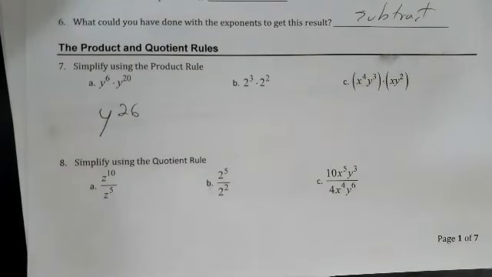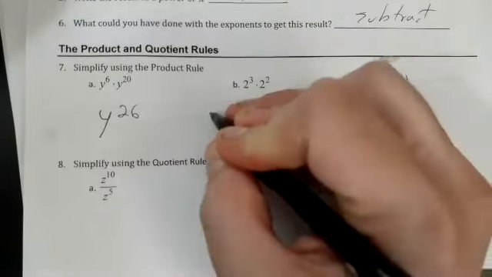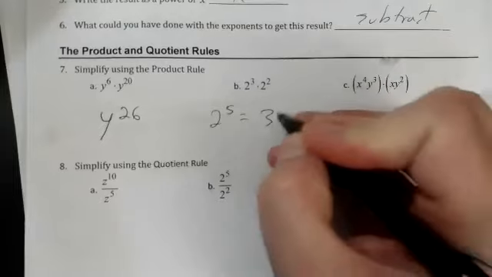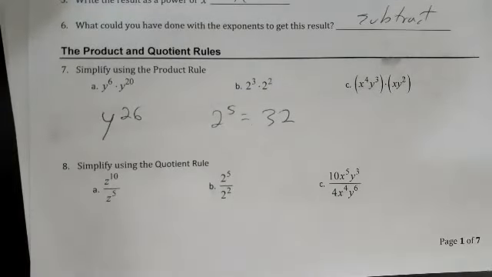The next thing I have on here is 2 to the 3rd times 2 to the 2nd. So this should give me 2 to the 5th. Typically, if we're going to do something like 2 to the 5th, that's just the number 32. It's small enough, it's reasonable enough. I think we can do 32.